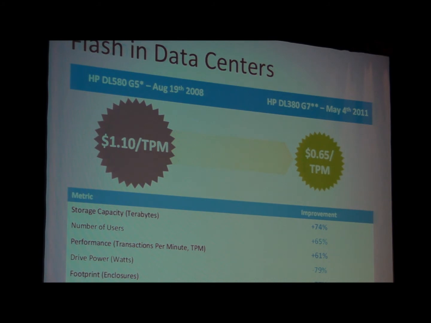So the metric of interest is the cost per transaction per minute. There was one posting in 2008 where HP, in one of their server racks, was able to serve up $1.10 per terabyte per minute. Two years later they posted a new one showing 0.65 cents per terabyte per minute. The difference between these two is that one is using a rotating array, and one is using a hybrid array.